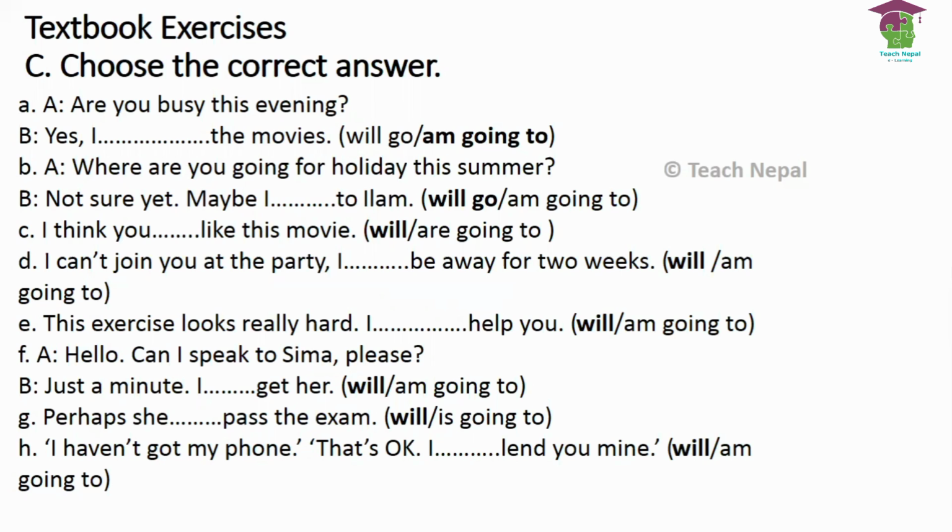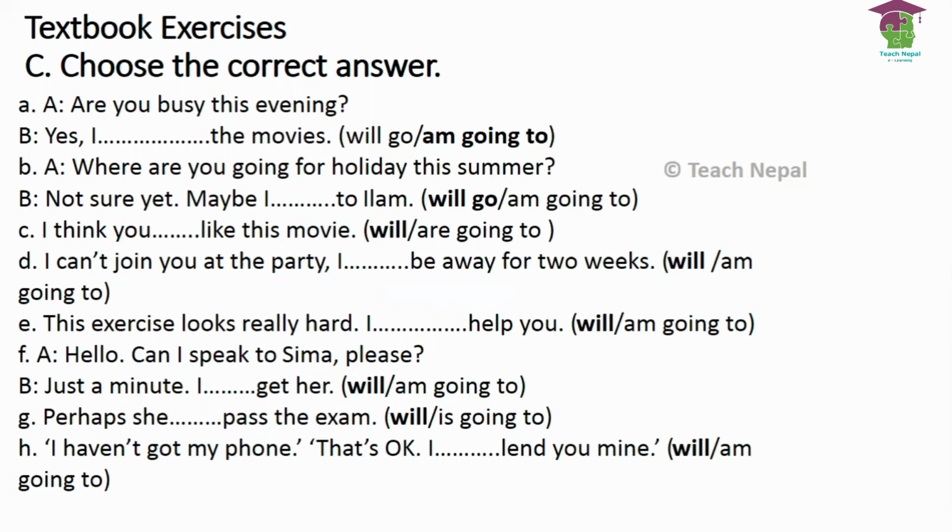I have mentioned the answers in the bold form there, right? Number A, are you busy this evening? B is saying yes, I'm going to the movies, right? So the plan is already made for the evening, so you need to use I'm going to. There, if you say I will go to the movies, then the person is saying it instantly, right? Just now, immediately, without any plan.